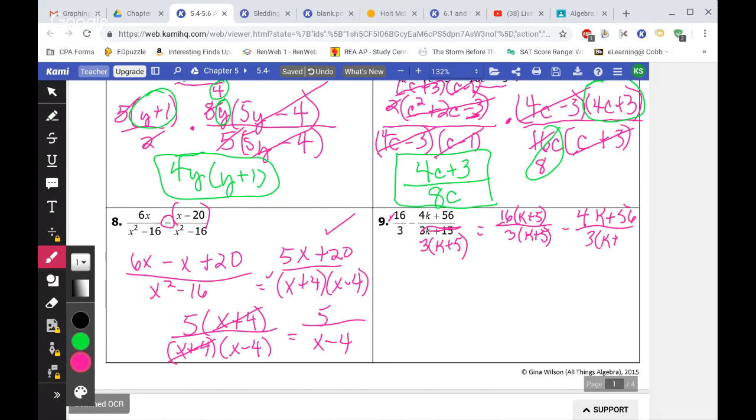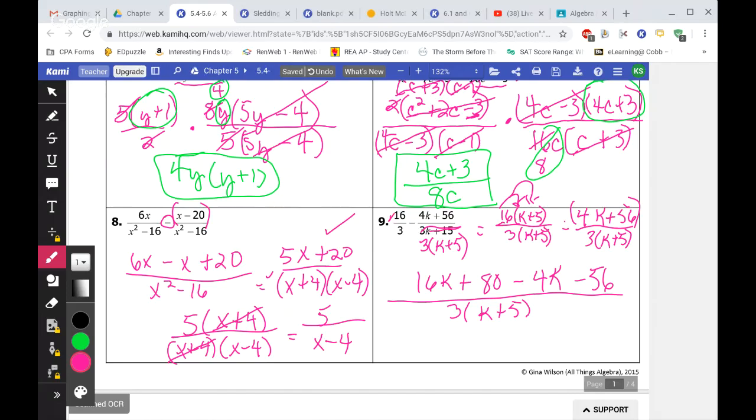And I just go ahead and leave the denominator in factored form. But now I have to distribute this 16k to everything in here. Okay? So that's going to be 16k plus, let's see, 16 times 5 is 80. And now this subtraction gets sent to everything over here. So that's going to be minus 4k minus 56, all over 3 times k plus 5.